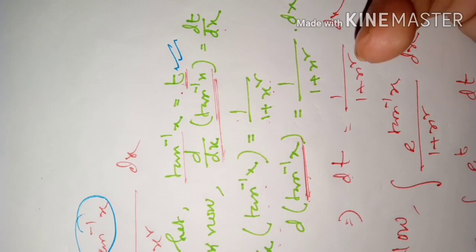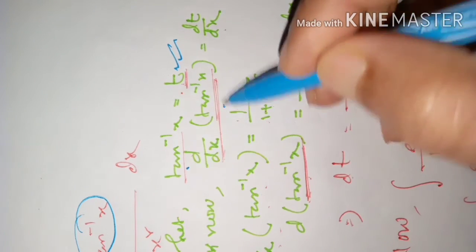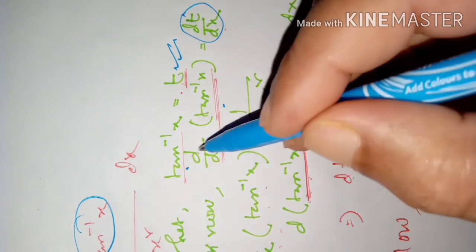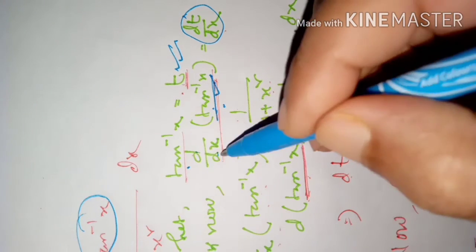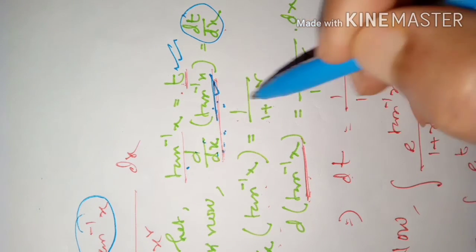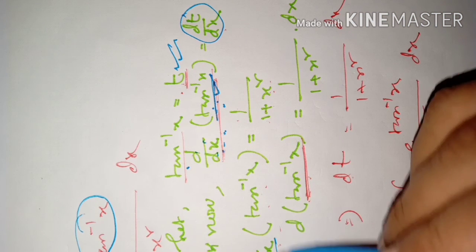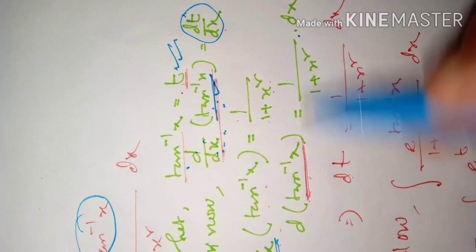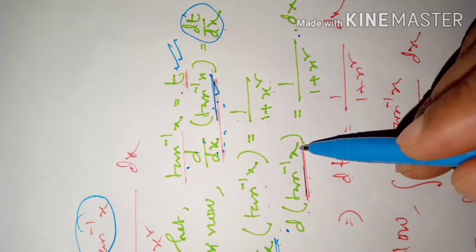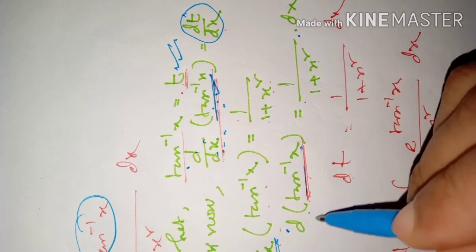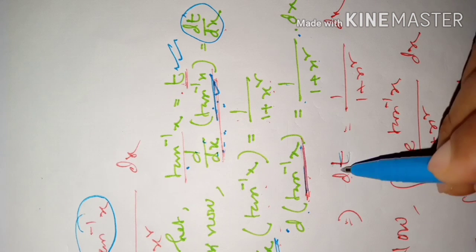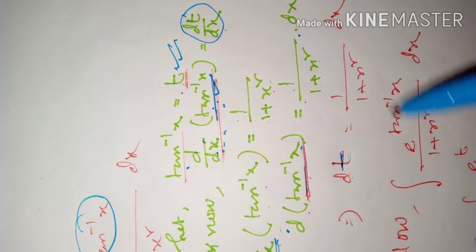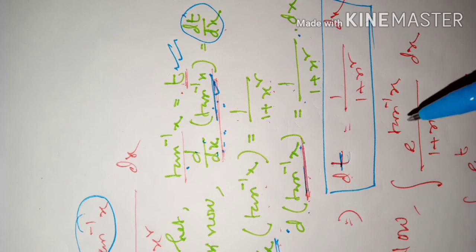Once again you see, I consider tan inverse x as t, that is the first step, and I take its derivative. I get dt by dx is equal to d by dx of tan inverse x. As you know, its derivative is 1 by 1 plus x square. So from here, if we take dx to that side, d of tan inverse x is equal to 1 by 1 plus x square dx, and d of tan inverse x we consider as t, so it will be now dt. So this is important.